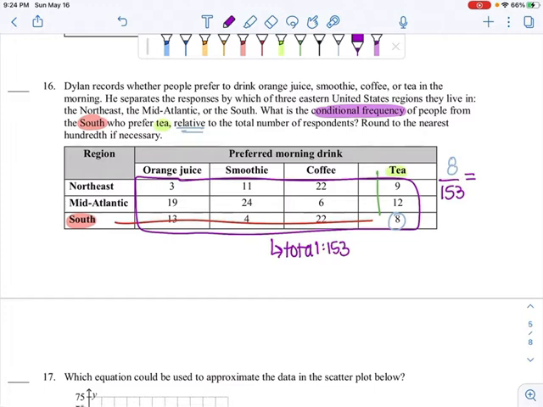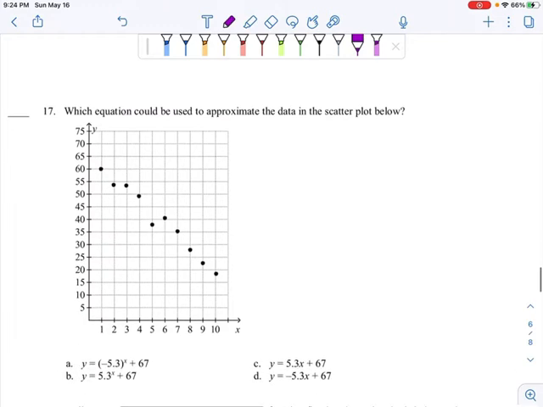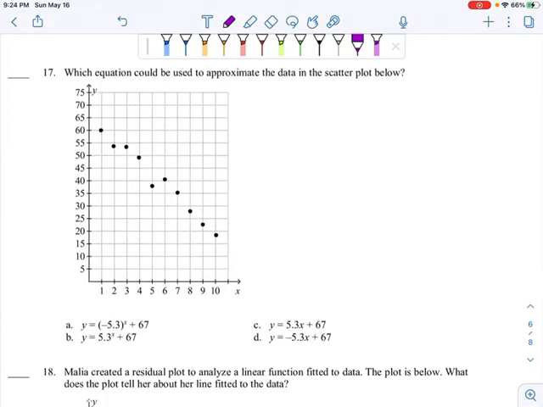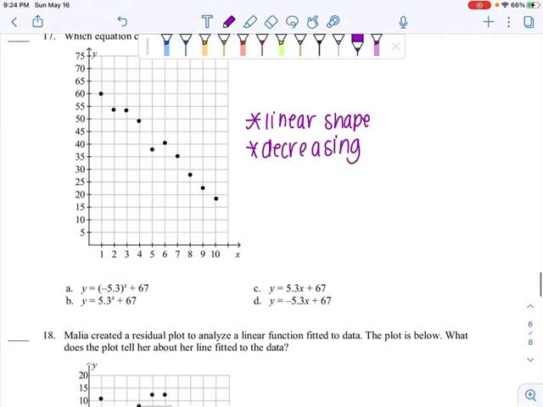That's conditional frequency. Okay, number 17, it says which equation could be used to approximate the data in the scatter plot below. One thing to notice about this one is this seems to have a linear shape. And this is decreasing, which means that we need to have a negative slope. So right away, I can cross off A and B because those are exponential. Then I look at C and D at the slope. Since it's decreasing, the slope has to be negative.